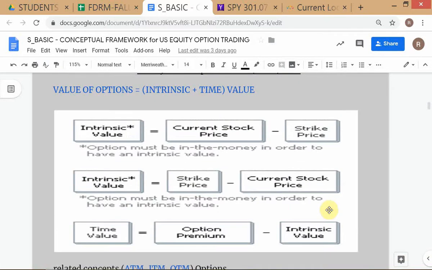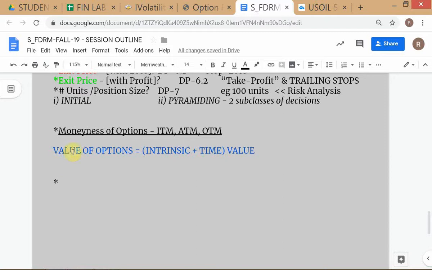Okay. So essentially, intrinsic value is nothing but this. You'll find this chart on the options education website, on the CBOE. So we are defining, we're essentially saying that the value of every option consists of two parts: the intrinsic value and the time value.